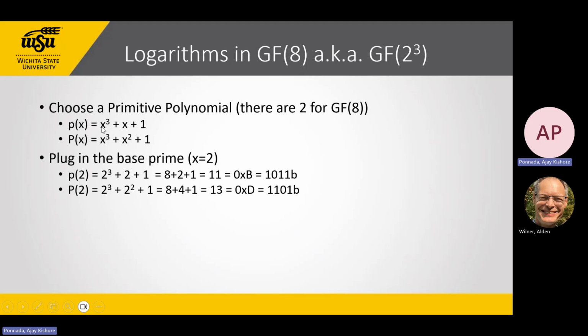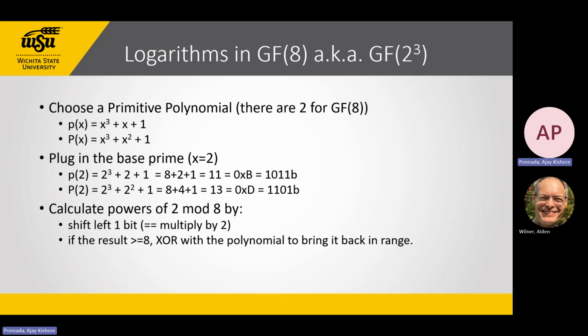So if we substitute 2 in place of x, 2 cubed plus 2 plus 1 is going to be 11, or B in hexadecimal, or 1011 in binary. And here is another primitive polynomial. We just plugged in 2 in place of x and we got this one in hexadecimal and in binary as well. Next, calculate powers of 2 mod 8 by shifting left 1 bit.